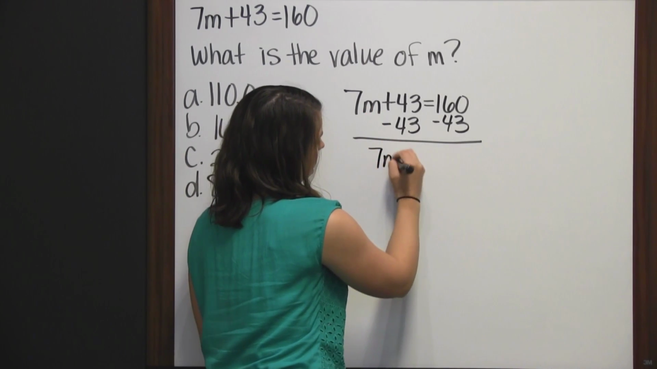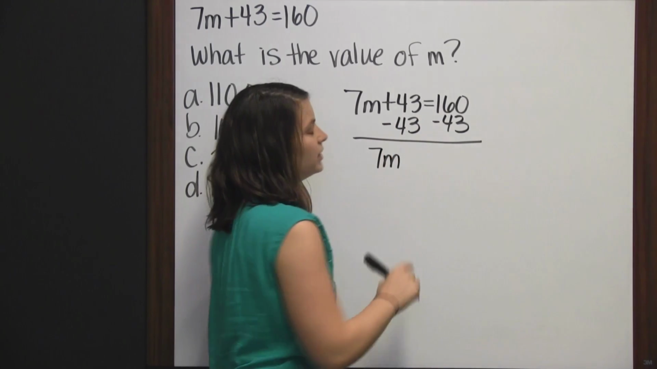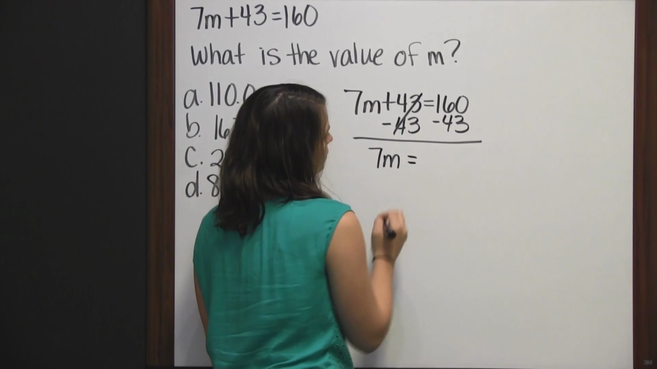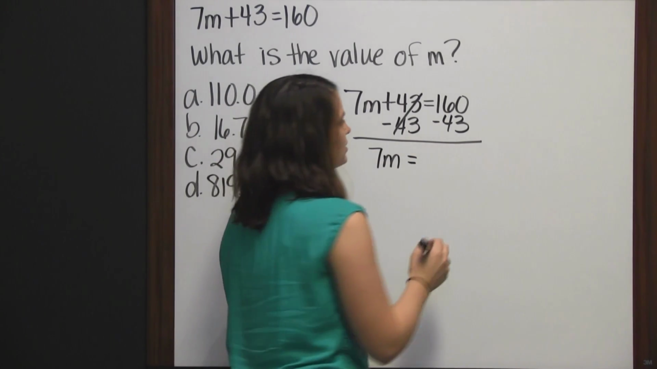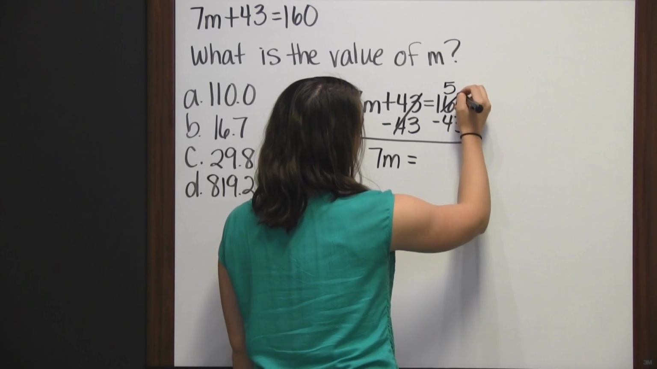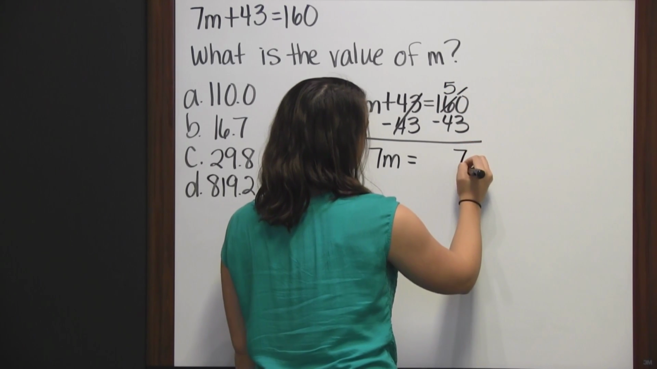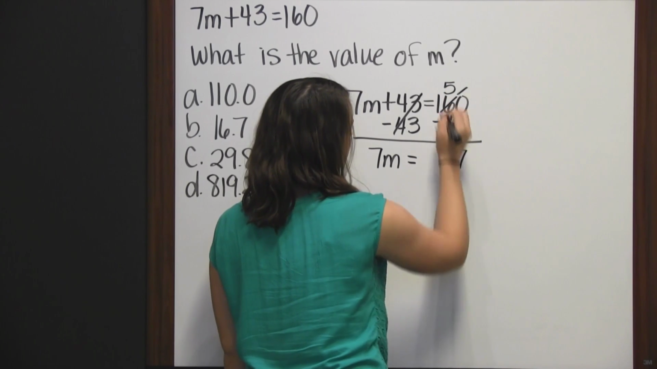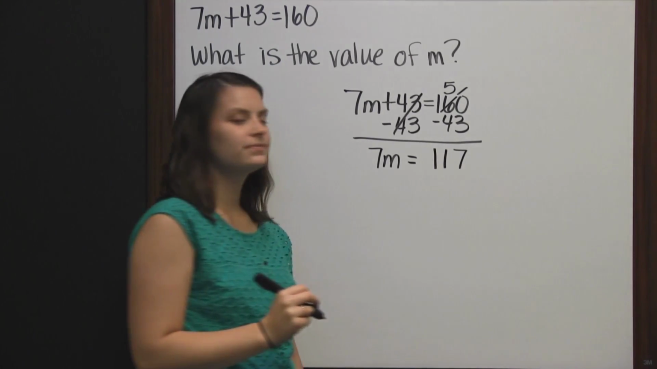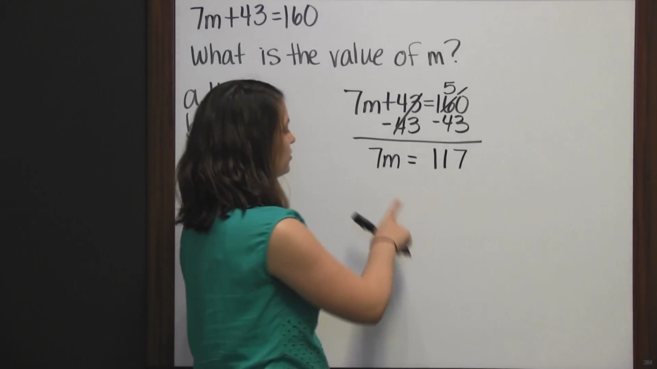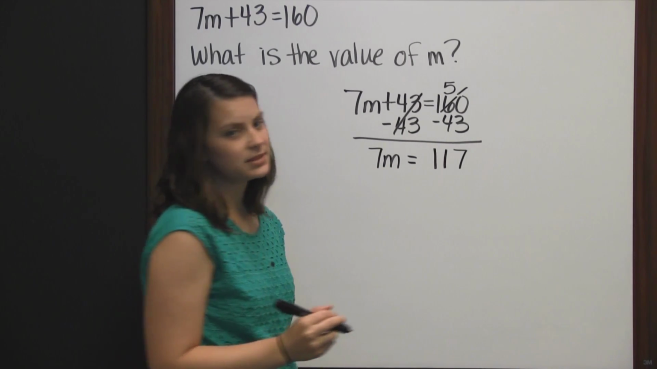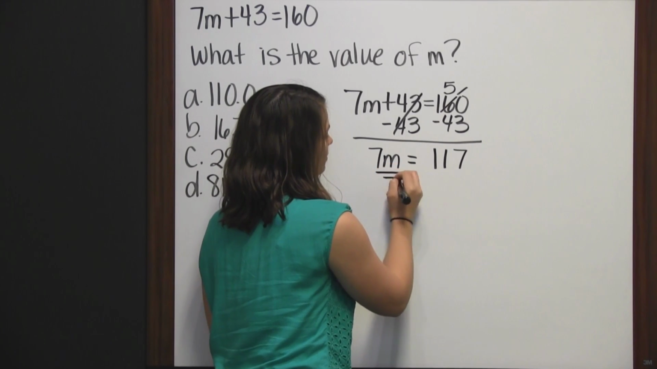So we bring down the 7m. Positive 43 minus 43 is 0. So those cancel. And we bring down the equals. And then we have to subtract. And I can't take 3 from 0, so I'll borrow from the 6. That's a 5. Then I have 10 minus 3 is 7. 5 minus 4 is 1. And I bring down my 1 because 1 minus 0 is 1. So 117. Now I have to undo this 7 times m. And the opposite of multiplying times 7 is dividing by 7.